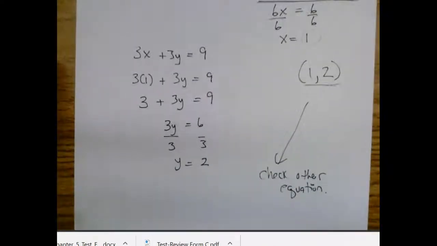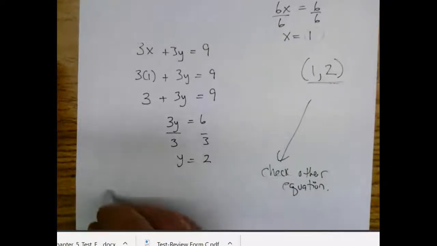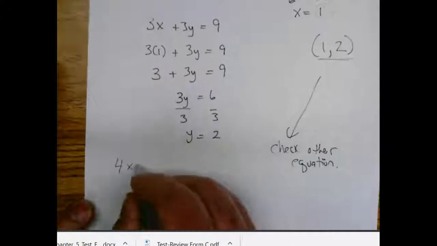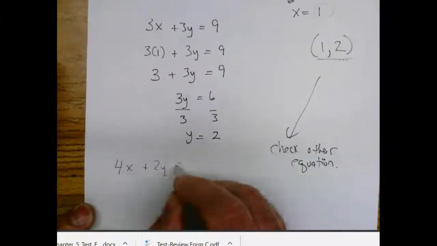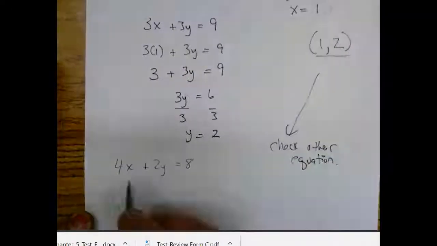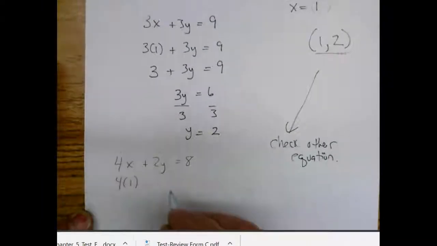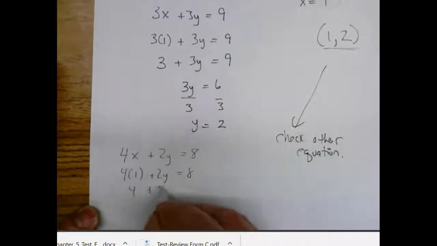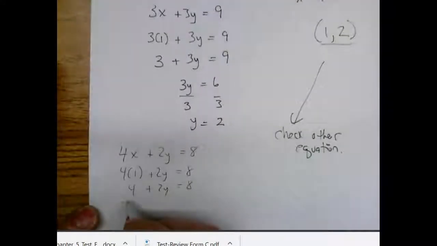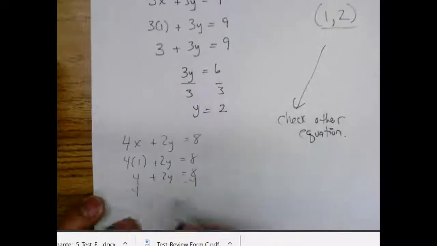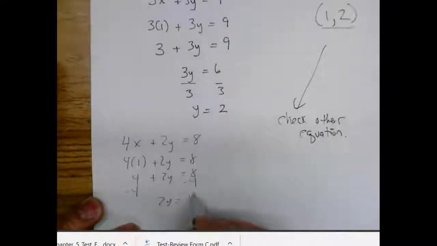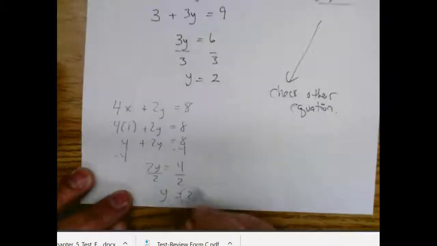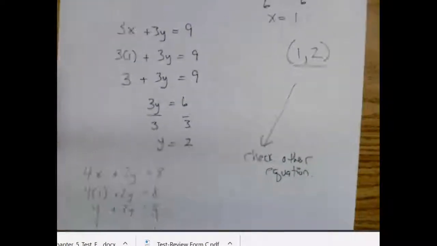And then we just need to check the other equation, make sure it works as well. We just need to plug one of them in. So let's just do it real quick. 4x plus 2y equals 8. We plug in 1 for x. We get 4 times 1 plus 2y equals 8. We get 4 plus 2y equals 8. Then we're going to minus 4, minus 4. Then we get 2y equals 4, divided by 2, y equals 2. And that's what it is. So we're good. That works.